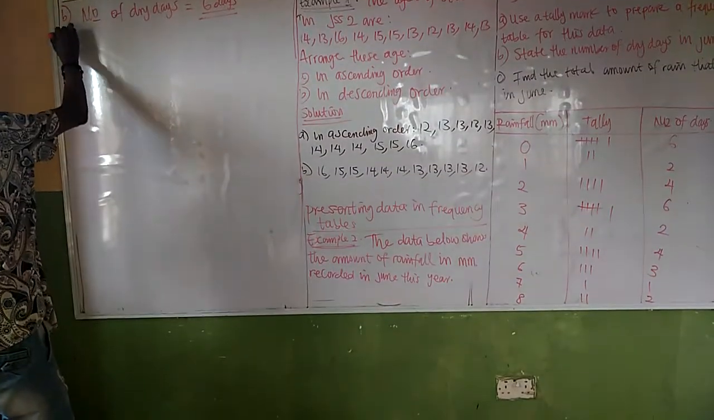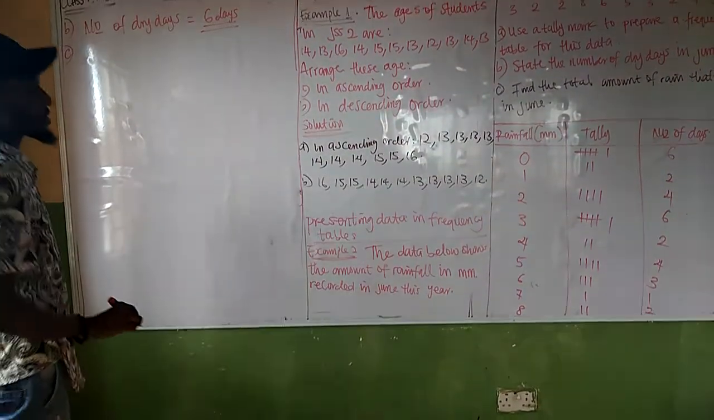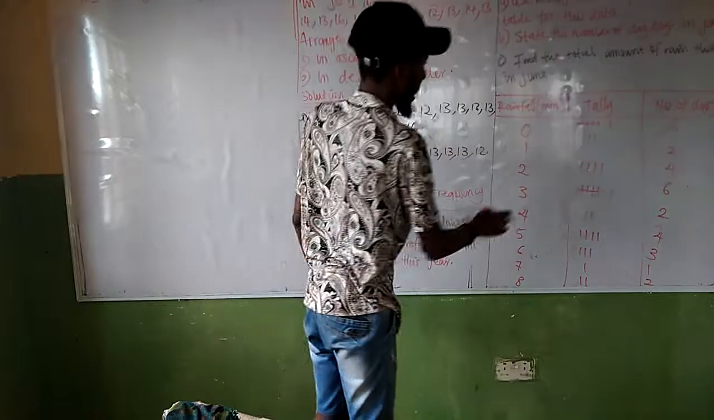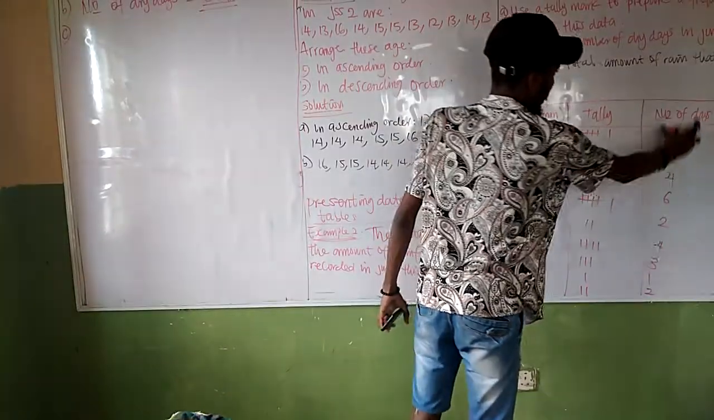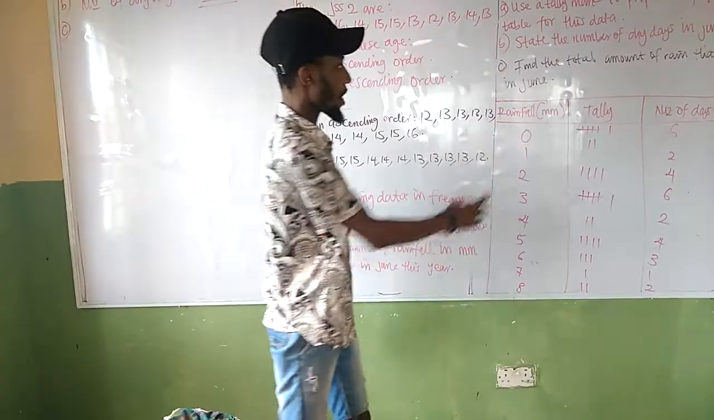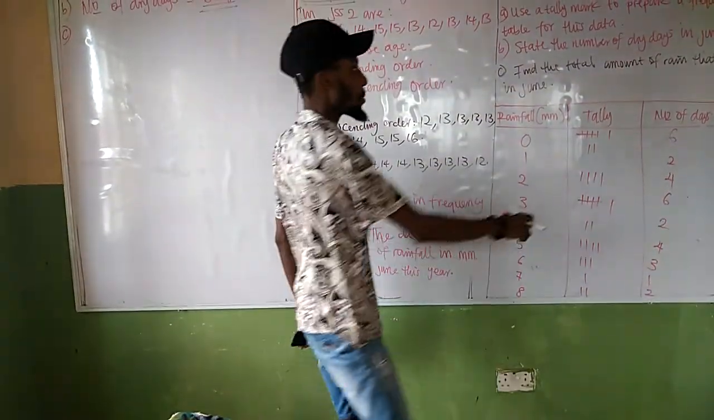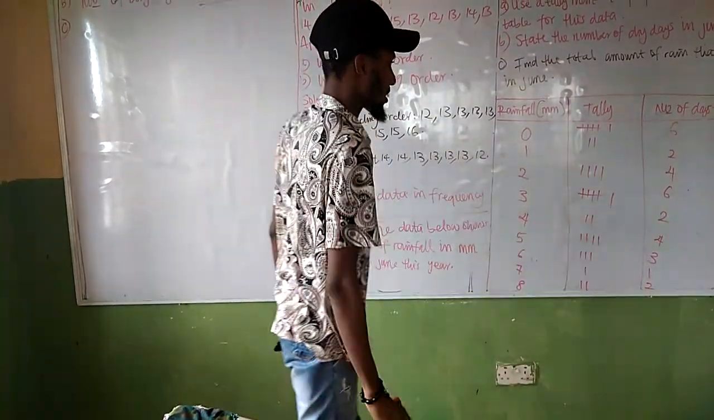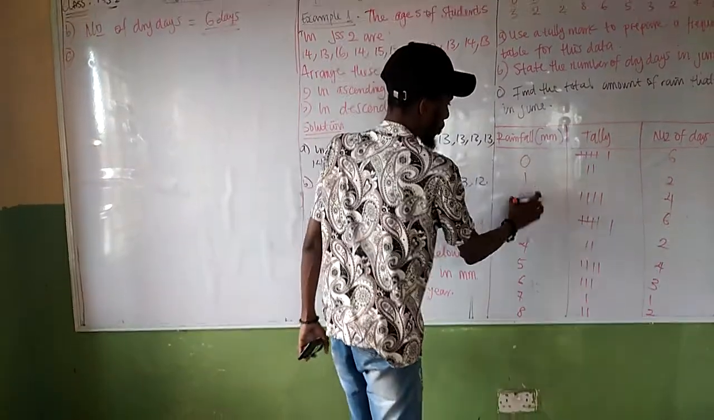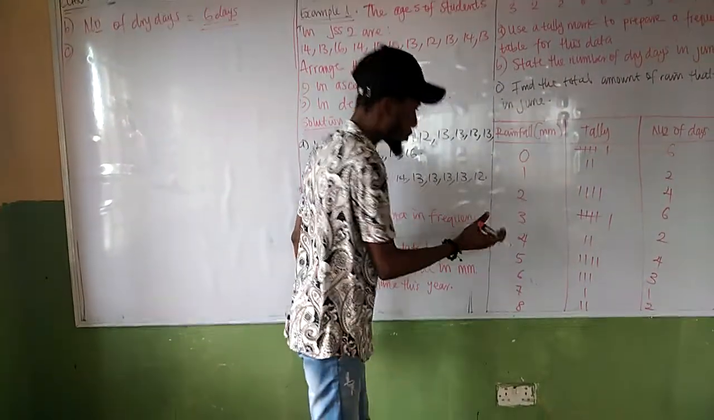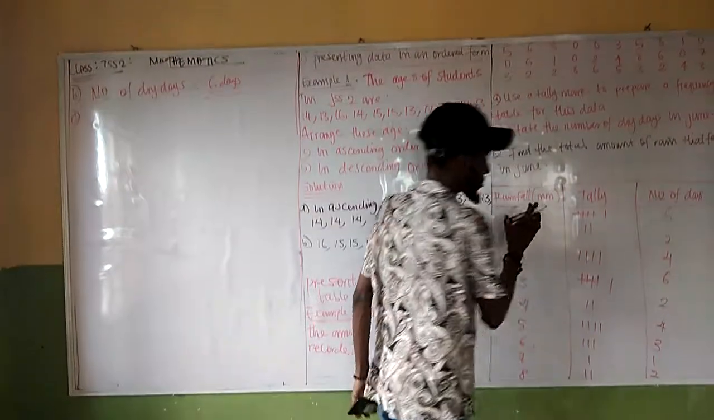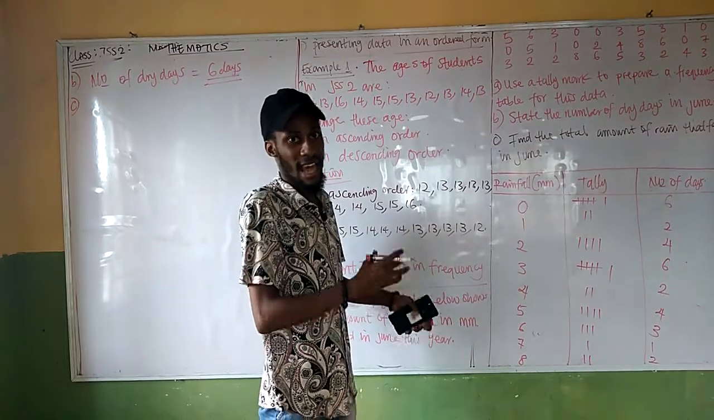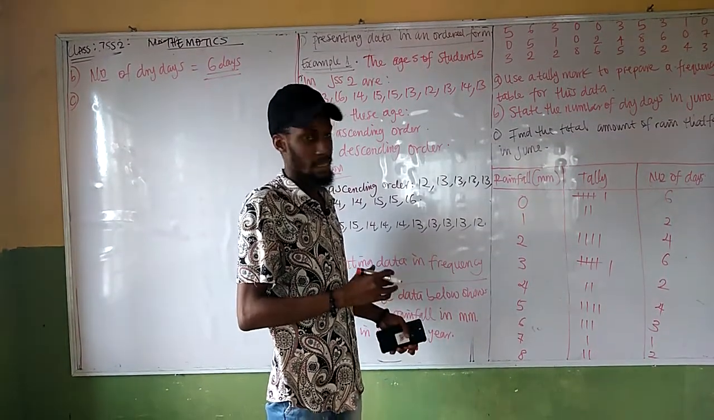Then C says find the total amount of rain that fell in June. If you want to do this, you have to consider 2 very important things: the rainfall, and at the same time the number of days. This number of days here represents your frequency. It is telling you the number of times you had that rainfall around that June. It's telling the certain amounts and the number of times you have rainfall.